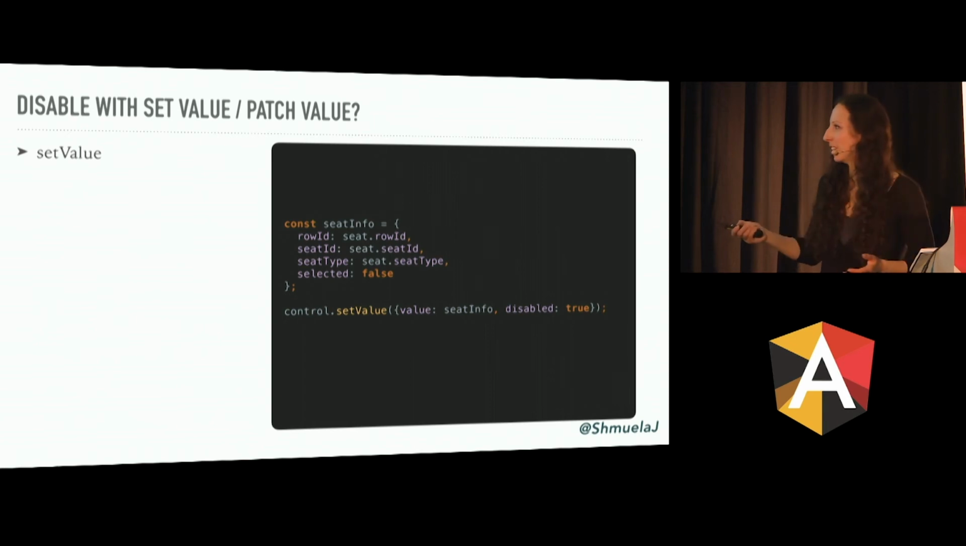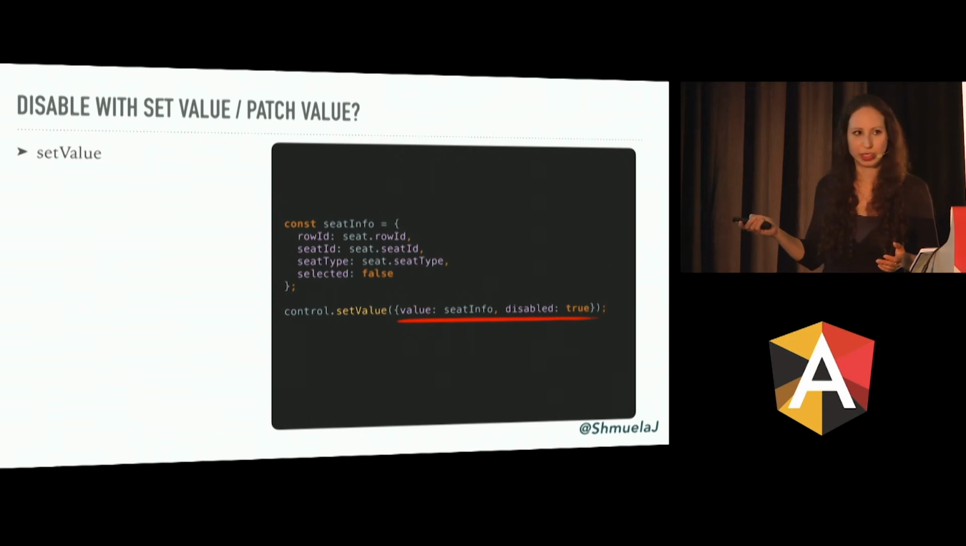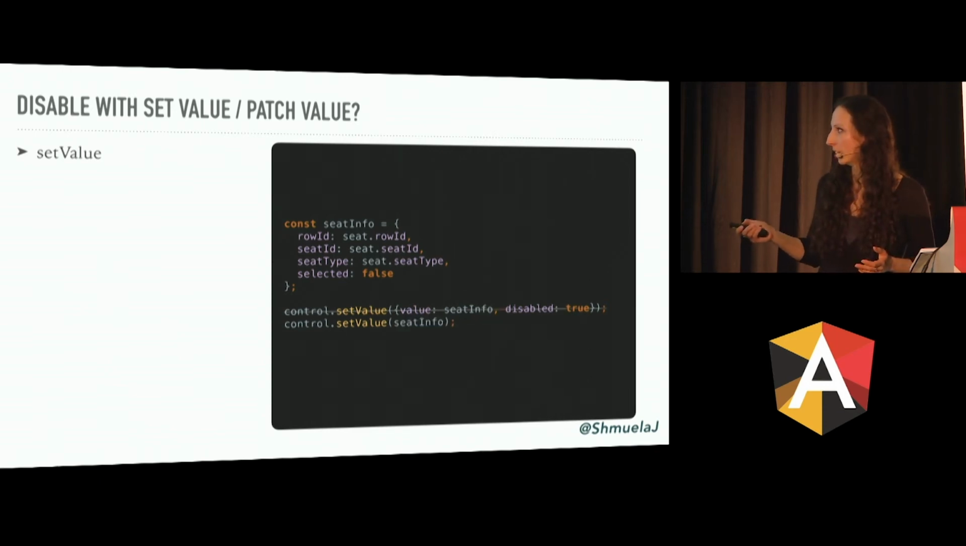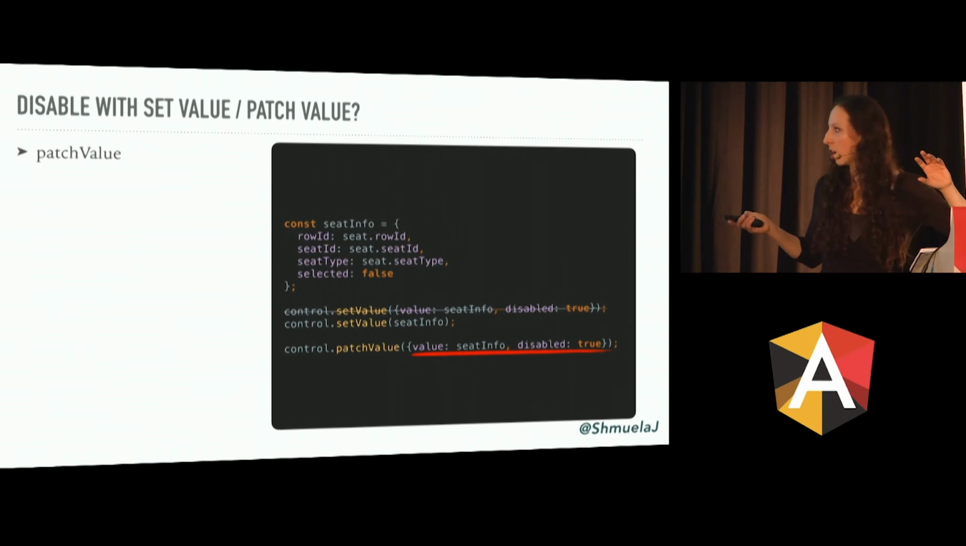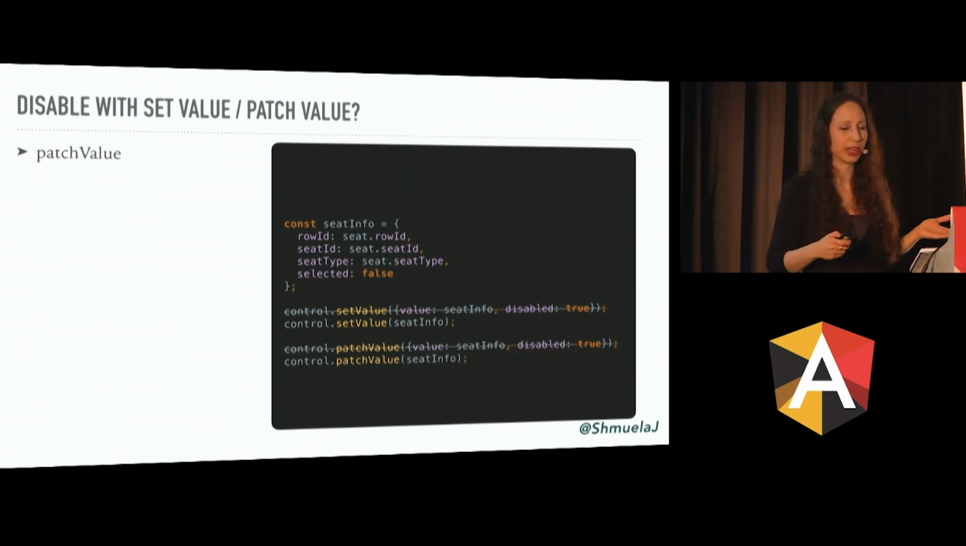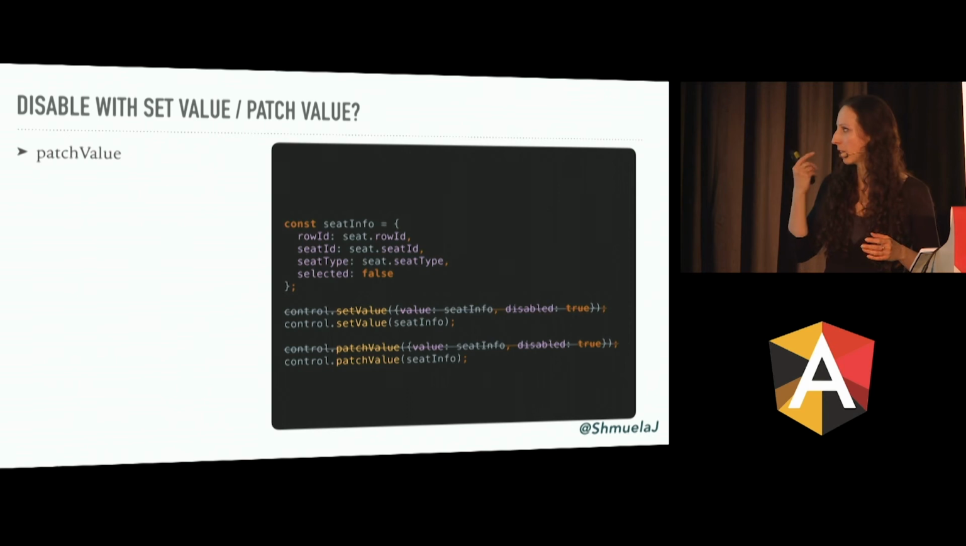Well, because when you're setting a value, you have to pass only the value, only the seat info. And the same with patchValue. In a single form control, setValue and patchValue are exactly the same. They're implemented differently for a form group and form array, but for a form control, it's exactly the same. And you can't pass here the disabled true, so you can't do it this way.